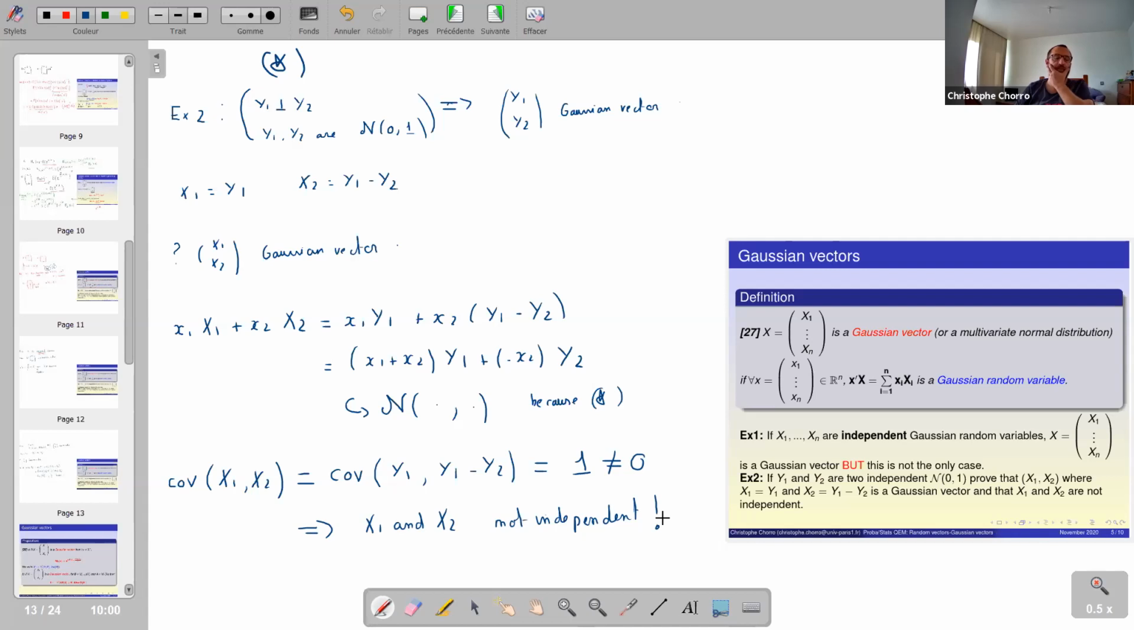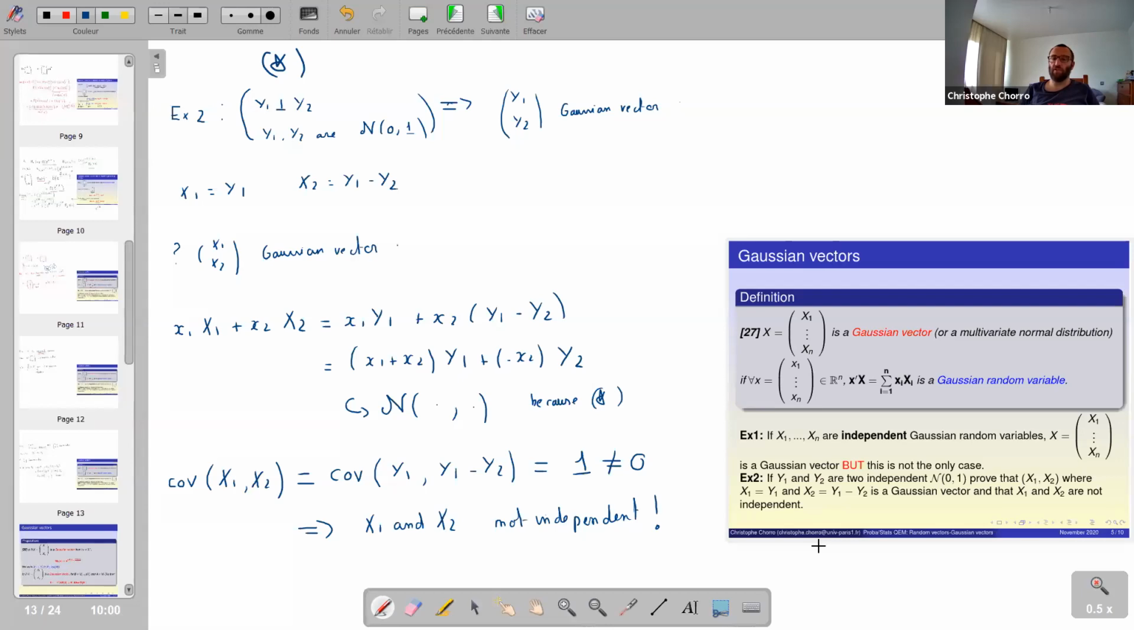Okay, they are not independent because their covariance is not equal to 0. So we have seen the definition of a Gaussian vector: any linear combination of the components is a Gaussian random variable. Then I told you that if I start with independent Gaussians, of course I will obtain a Gaussian vector, because I use the property concerning linear combinations of independent Gaussian random variables. But this is not the only case.